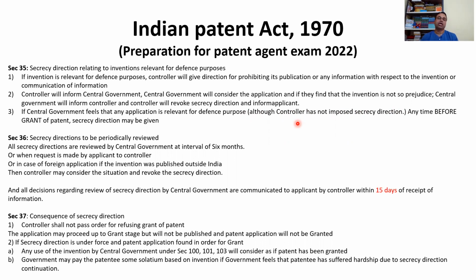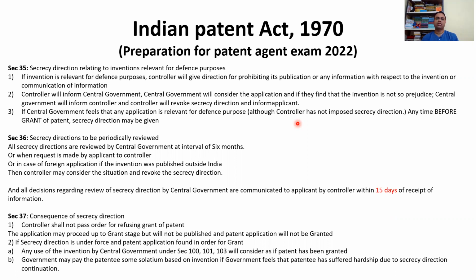Okay. Section 36 says that secrecy directions are reviewed periodically. All directions are reviewed by the central government at an interval of 6 months. So what is the problem with a secrecy direction? Once it is given, for our patent application you don't know what is going to happen, whether it will ever get published or not. That is the challenge. It may go on and on.